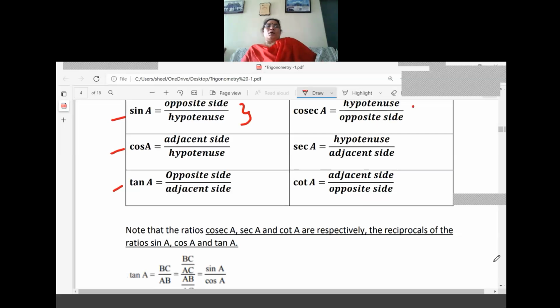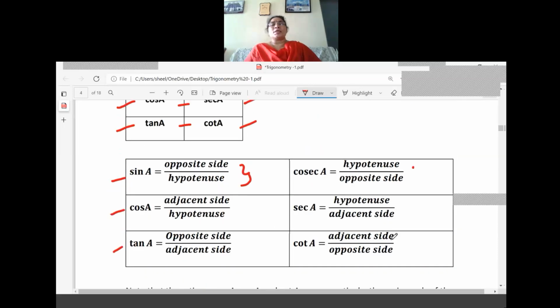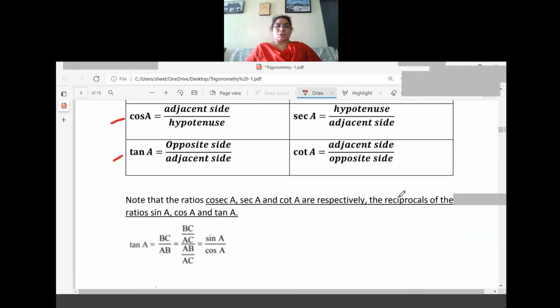Okay. One more note for you. Cosec, sec, cot A are respectively the reciprocals of the ratios sin A, cos A, tan A. I have already explained this point. While seeing this only you can make it out. See, these two boxes are sufficient. When for sin we write opposite side by hypotenuse, what is cosec? It is hypotenuse by opposite side. That means it's the reciprocal of sin only. Similarly with the other two ratios.